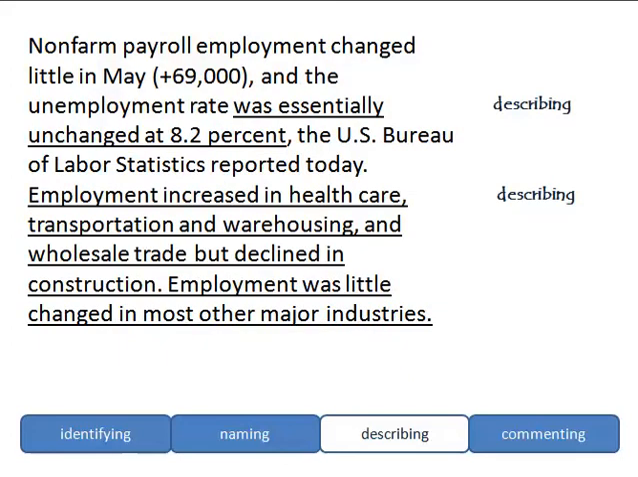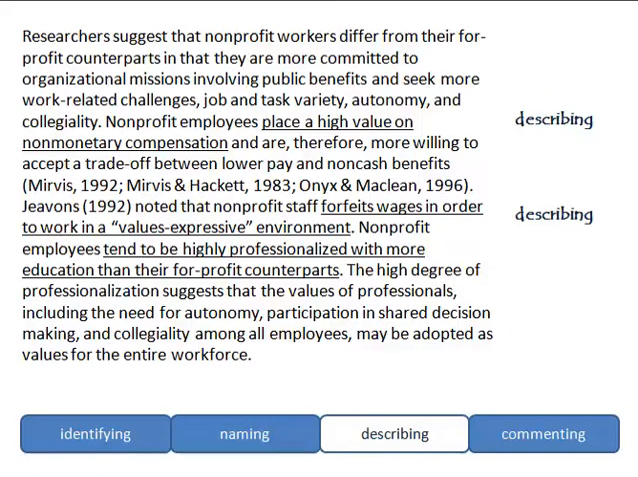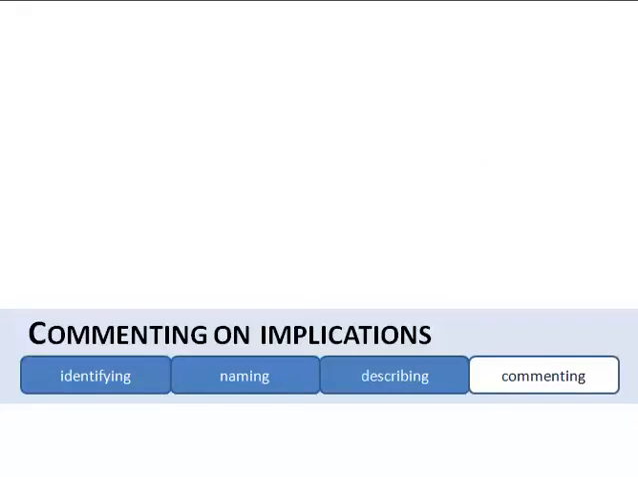In this one, we're told some things about non-farm payroll employment, that it was essentially unchanged, and that it increased in certain other areas but declined in construction. And in this case, we're told some things about nonprofit workers. They place a high value on non-monetary compensation. They're willing to forfeit some wages for other values, and they tend to be more professionalized. So we're given some description.